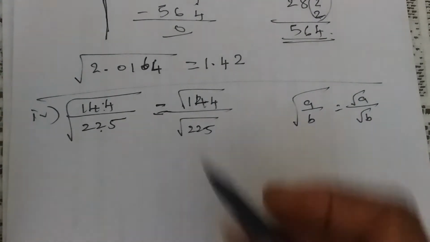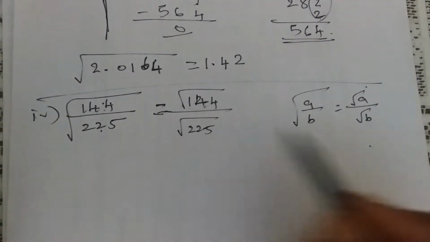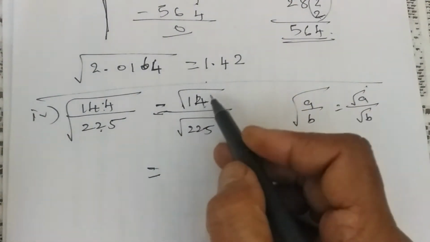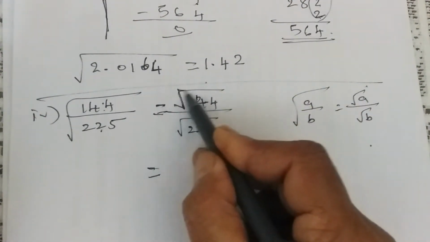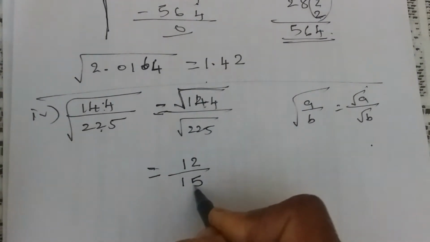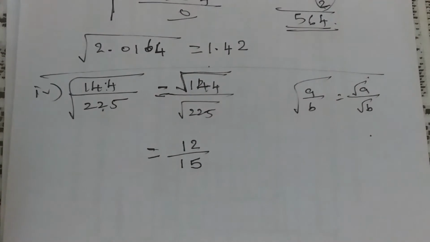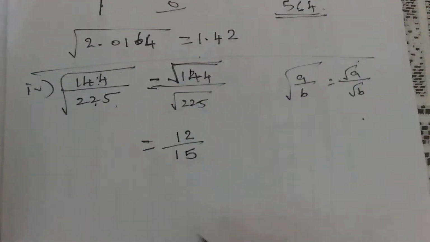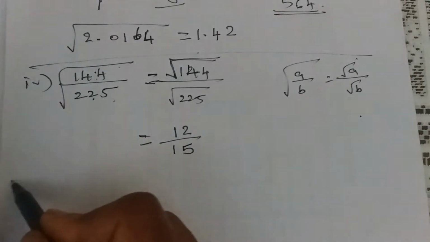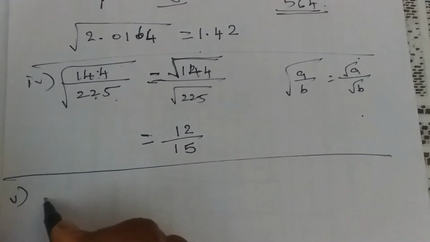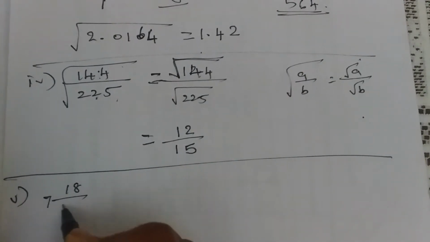We can split the root for the numerator and denominator. So root of 144 by root of 225. This we know by heart because we know the square tables from 1 to 20. 12 12s are 144, 15 15s are 225. Therefore, root of 144 by 225 is 12 by 15. So directly we can write as we know the square tables. So let us move on to question number 5, which is 7 18 by 49.